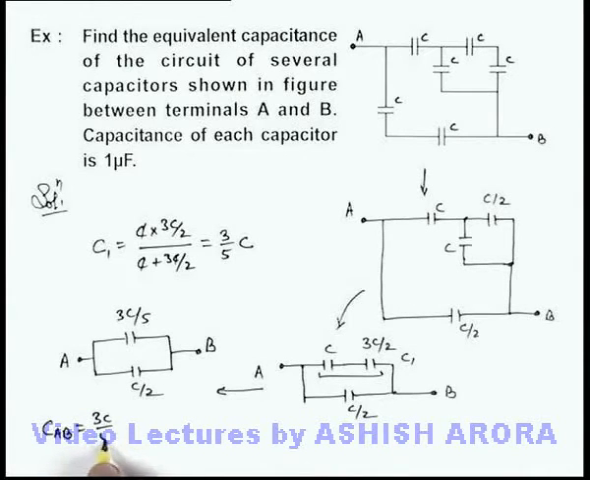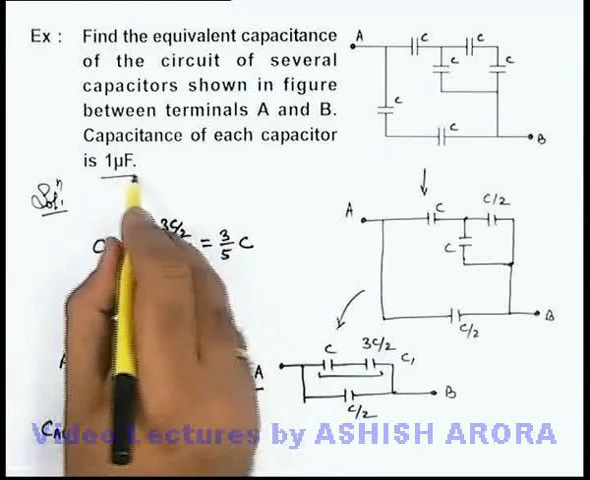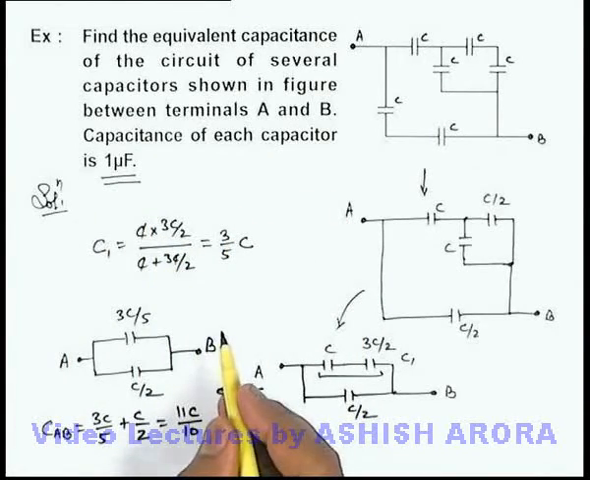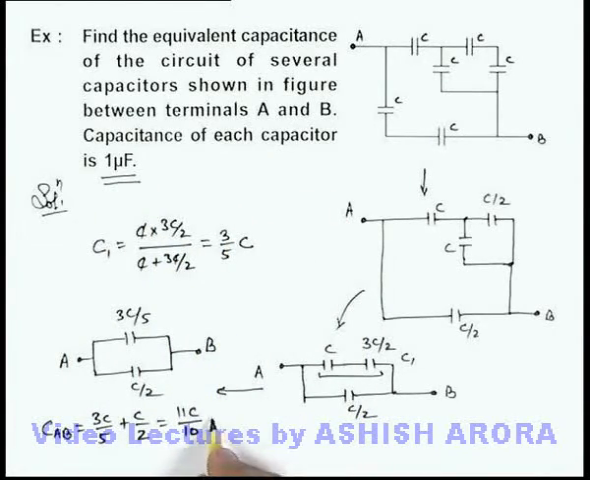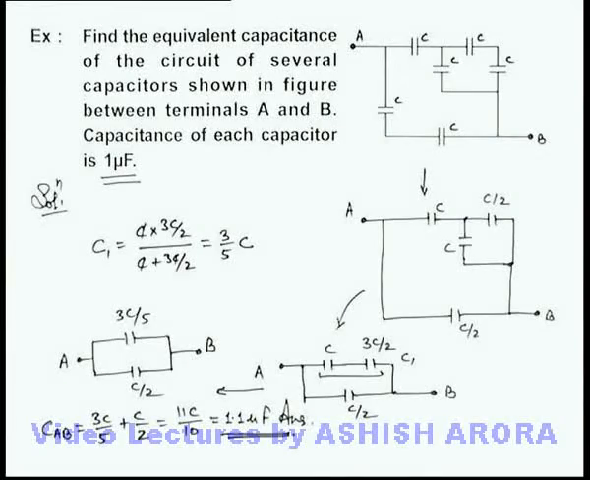This will be 3C by 5 plus C by 2. And on adding these two, we are getting the final capacitance as 11C by 10. And as we are given that each capacitor is of capacitance 1 microfarad, if we substitute C as 1, this will be 11 by 10, that is 1.1 microfarad. That will be the answer to this question. This is the final capacitance across terminals A and B in the circuit shown in figure.